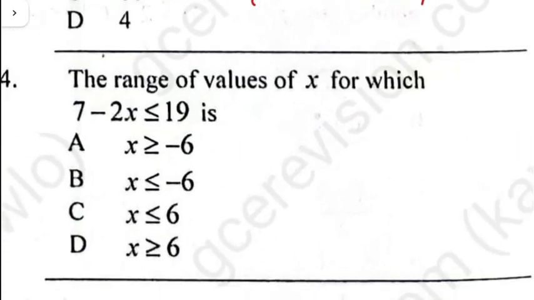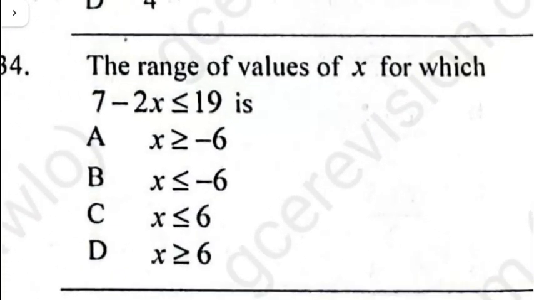Question 34. The range of values of x for which 7 minus 2x is less than or equal to 19 is... So we are solving inequalities, making sure that you don't fall victim to the inequality symbols or signs. Here I have 7 minus 2x is less than or equal to 19.